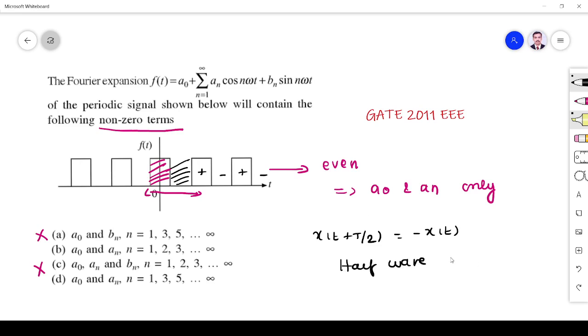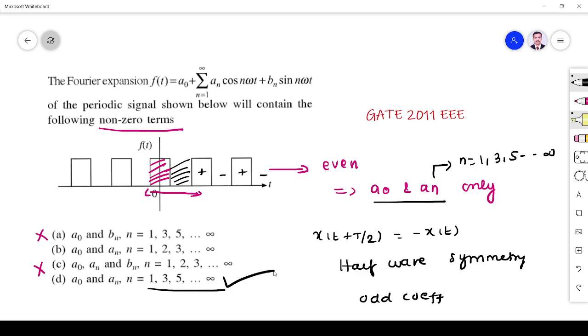When it has half-wave symmetry, the Fourier series has only odd coefficients. So we have a0 and an, and n is equal to odd numbers 1, 3, 5 up to infinity. So a0, an, and n is equal to 1, 3, 5 to infinity.